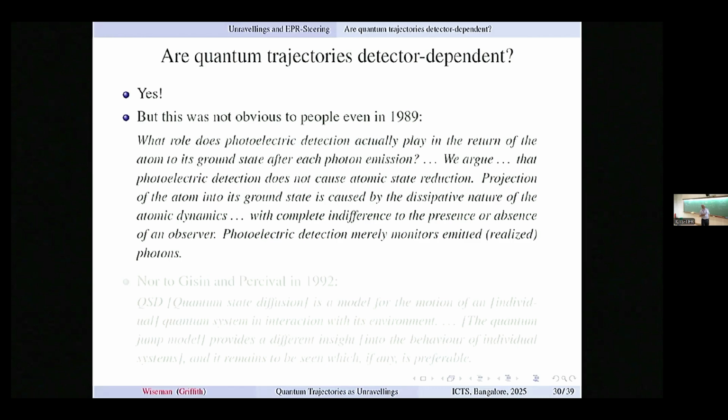Projection of the atom into its ground state is caused by the dissipative nature of the atomic dynamics with complete indifference to the presence or absence of an observer. Photoelectric detection merely monitors emitted realized photons. So in other words, like Bauer was right, basically. And now you might be saying, well, this must have been some completely ignorant person who could possibly be making a statement like that in 1989. Surprisingly, Howard Carmichael.